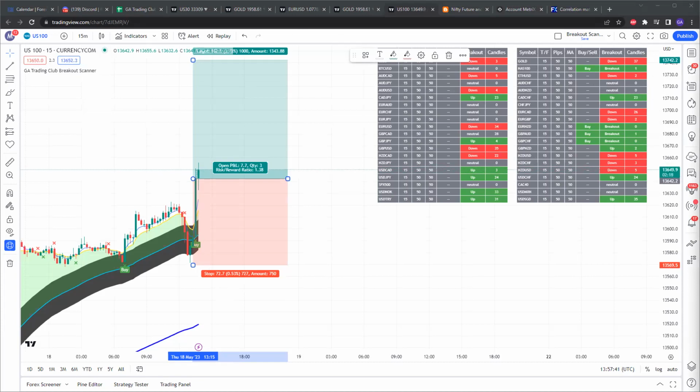Question, Mike, with the indicator you're working on for the supply and demand zones, is it going to be every time frame? Yes, so it's going to do every time frame. It's going to be getting supply and demand zones from the monthly down to the 15-minute time frame. I really don't trade supply and demand zones on the 5-minute time frame. Okay, cool.